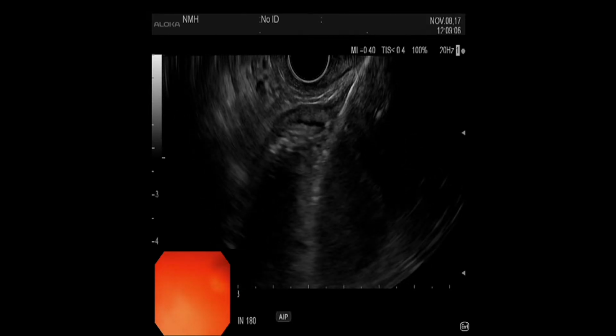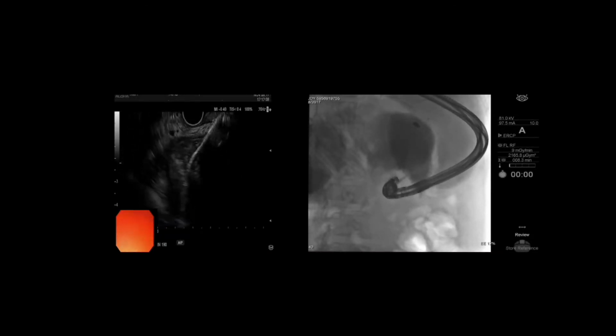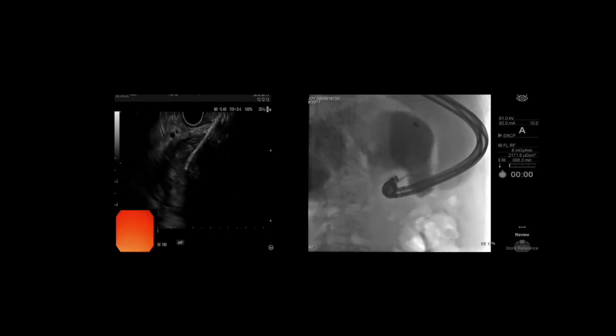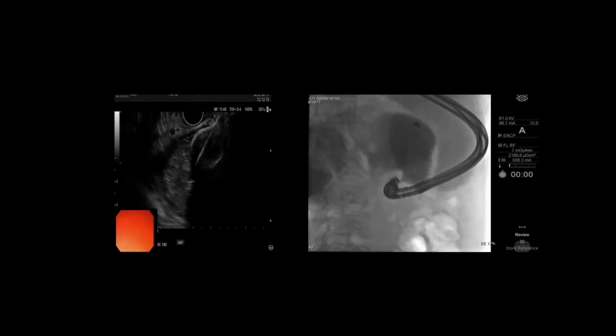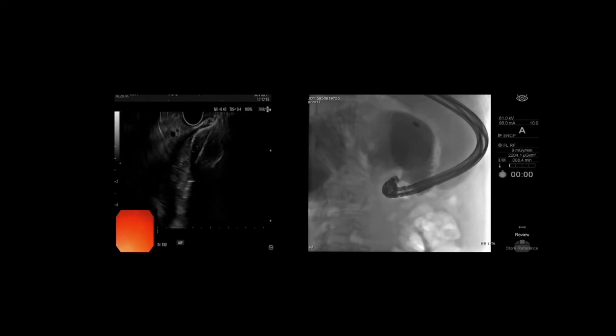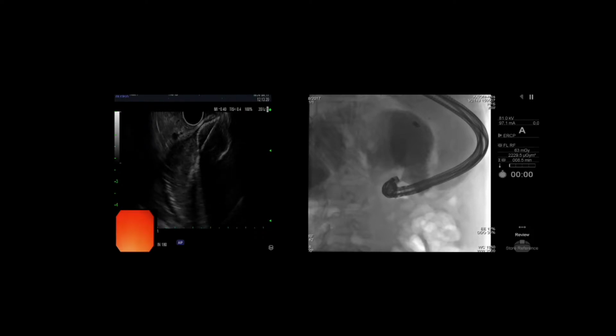At this time, the internal aspect of the Lumen Apposing metal stent is slowly deployed by pulling back on the stent deployment hub until it locks in place. This is visualized here on endosonography. At this time, mild back tension is pulled on the stenting system.